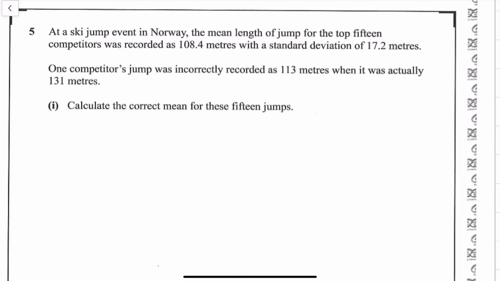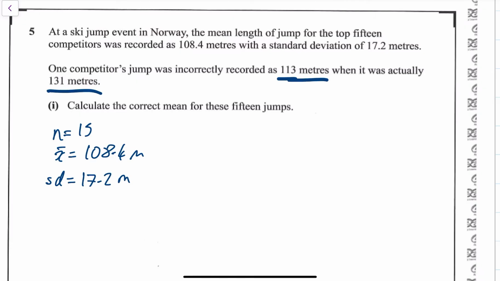At a ski jump event in Norway, the mean length of a jump for the top 15, so I'm just going to write that down first of all, n is equal to 15, was recorded as, so my x bar is equal to 108.4 metres, and a standard deviation, I'm just going to write SD, is equal to 17.2 metres. One competitor's jump was incorrectly recorded as 113 metres when it was actually 131 metres. That's the sort of mistake I would make, getting my digits around the wrong way.